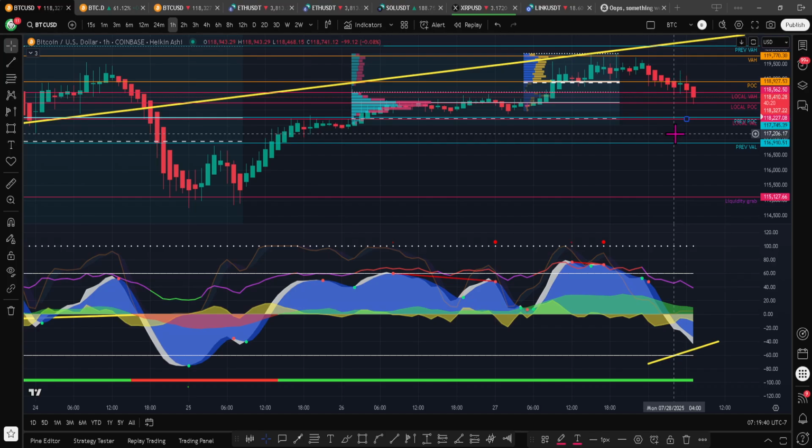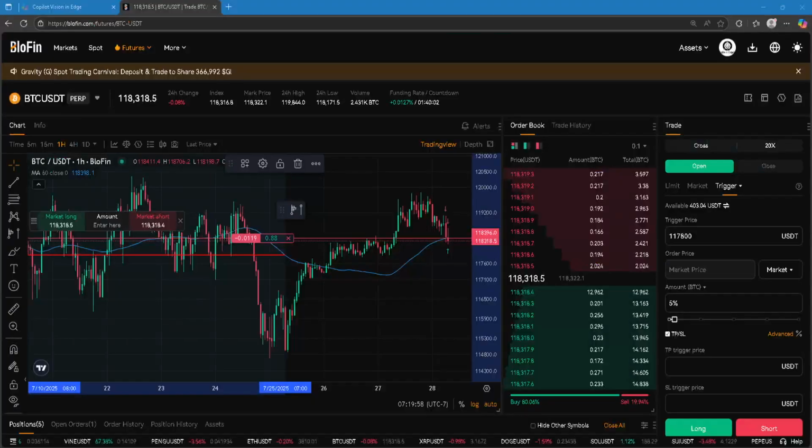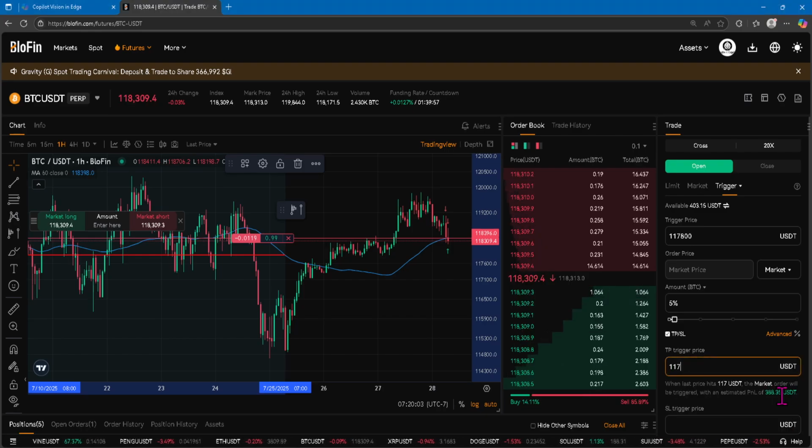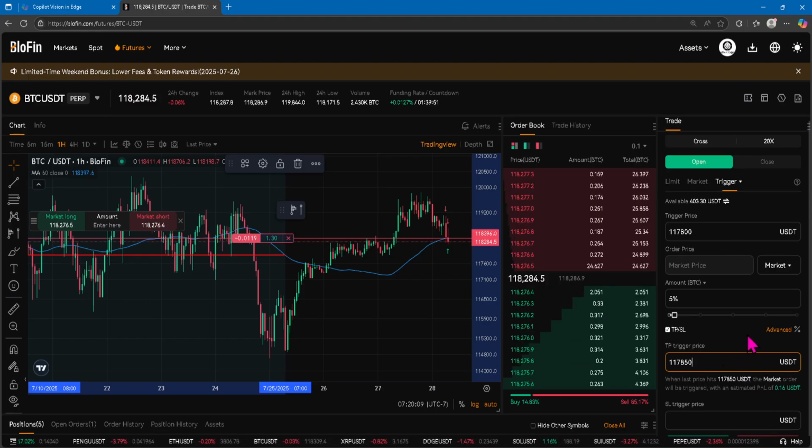We're going to try to run it down to the next level. We're assuming we're going to break this local point of control at 118,200 ish. All right. So we have those two levels overlapping. That's good. That's a nice little bounce area. All right. So we're going to set it over here. Take profit 117,000. We're going to set it at 850 just for this sake. Or that's the bounce area, right?